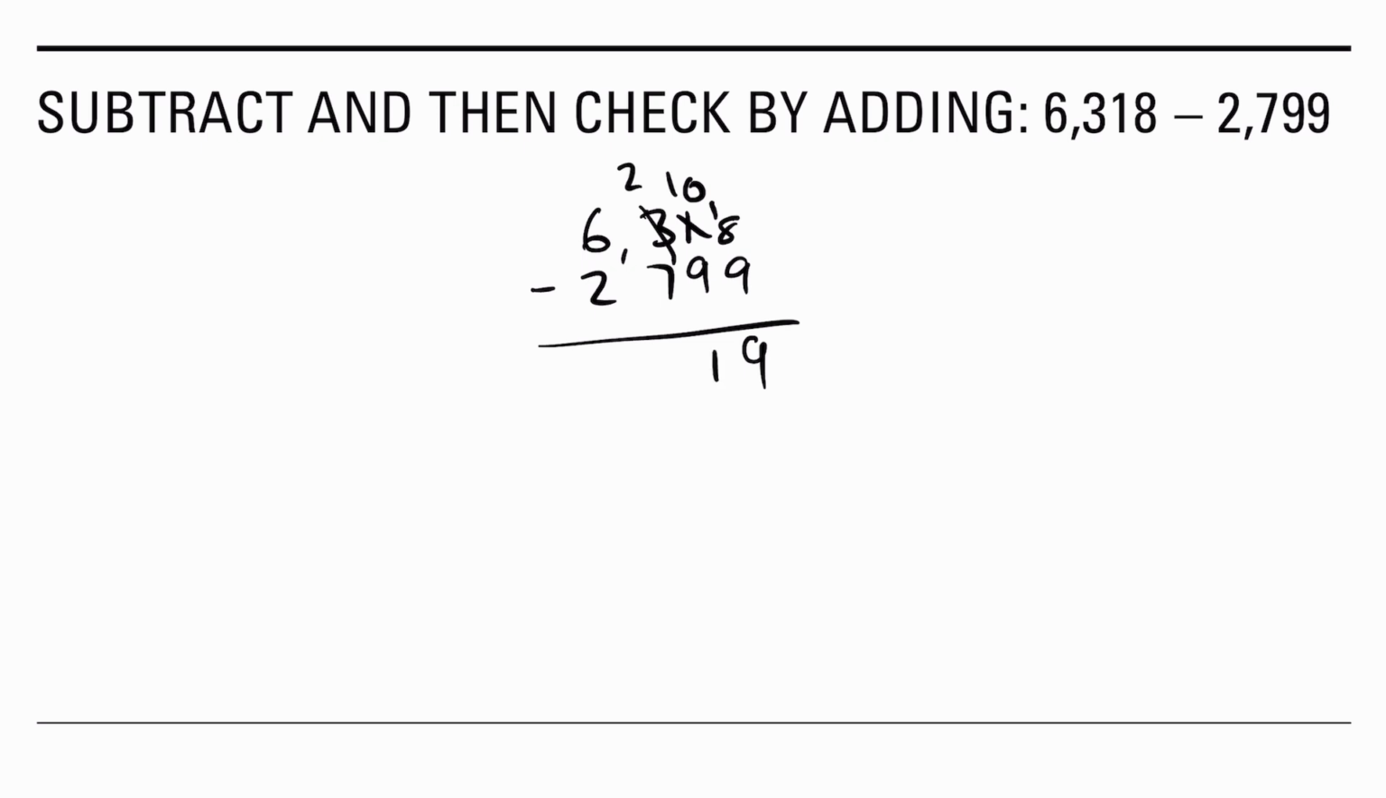Now we've got 2 minus 7. Can't do that. Need to borrow again. So now we've got 12 minus 7, which is 5. And then we've got 5 minus 2, which is 3. And so we end up with 3,519.